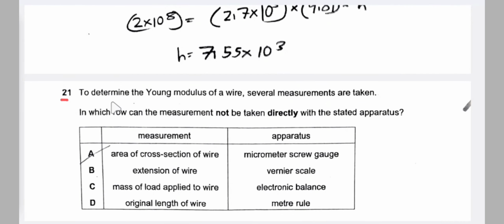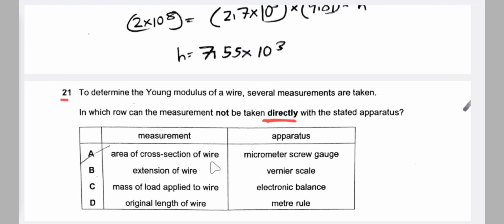In question number 21, to determine the Young modulus of a wire, several measurements are taken. In which row can the measurement not be taken directly with the stated apparatus? Measurement and apparatus. So in which row is the measurement not taken directly with the stated apparatus?